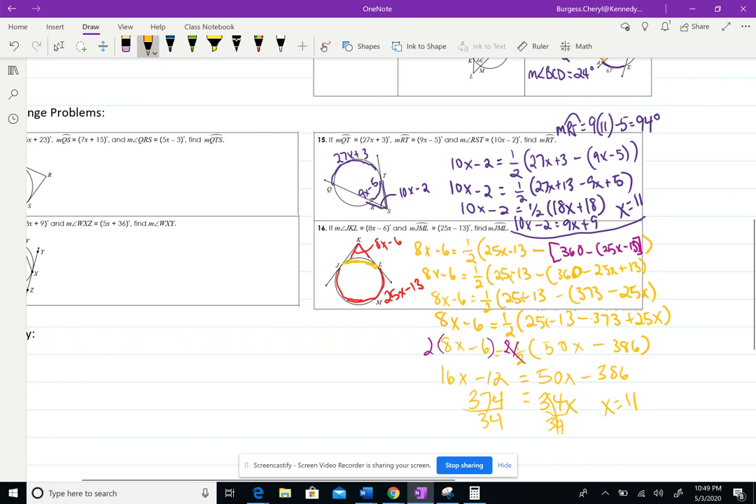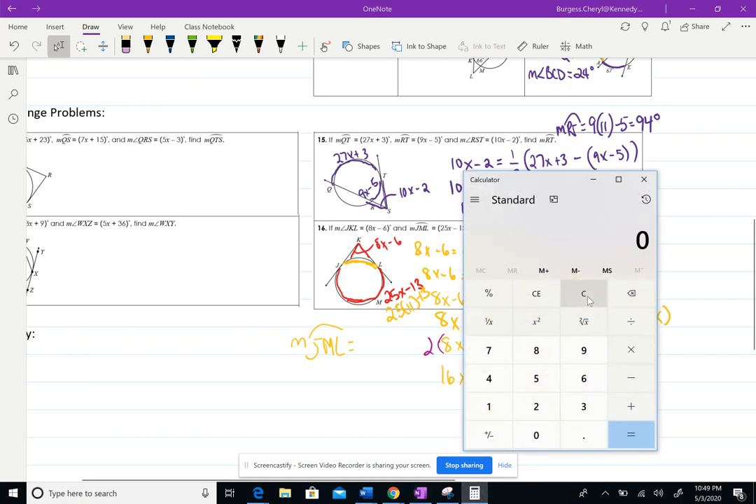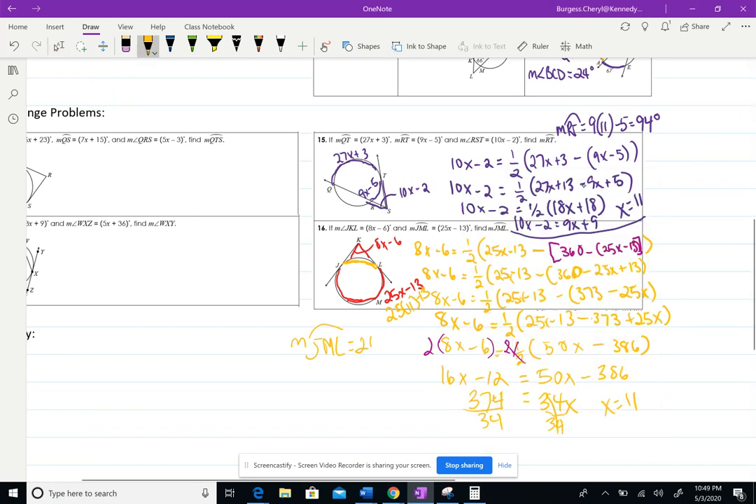That doesn't answer the question, right? Because they want arc JML. So that's our major arc. 25 times 11 minus 13. So major arc JML is going to be 25 times 11 minus 13. 262. And that actually does look right. So 262 degrees.